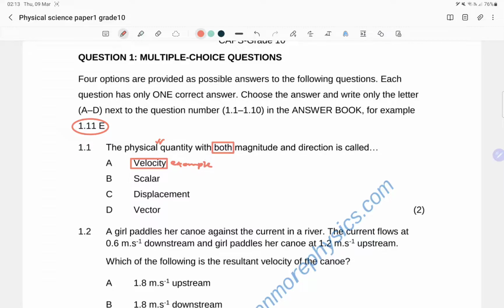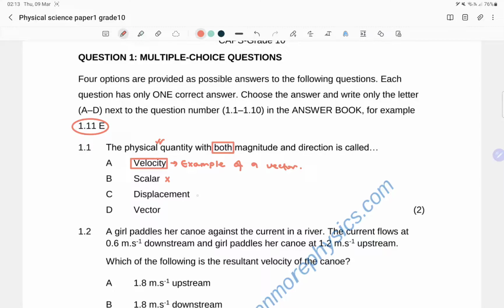It is not really a definition, okay? So this is basically an example of a vector. It does not define a vector. It is defined by that definition. So it's not a scalar quantity. Scalar quantity only has magnitude.